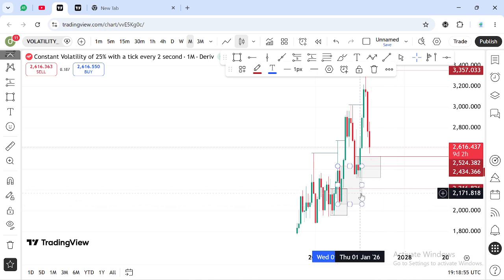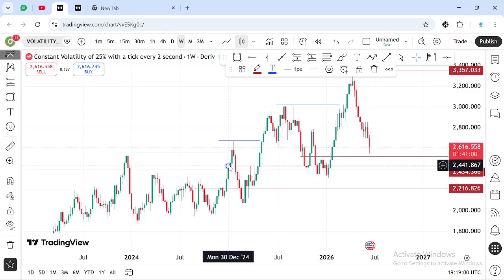So that's it, guys. We can now go to the weekly time frame. On the weekly time frame, I won't want to touch the line. I'll leave it the way it is.